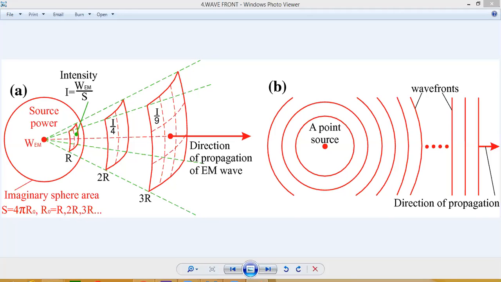See, when you are at the bigger surface, what is the power density? Power per unit area, power divided by area. So when you move away from the source, your surface area increases, but your power is constant. That's why your power density decreases. That is the idea, sir.